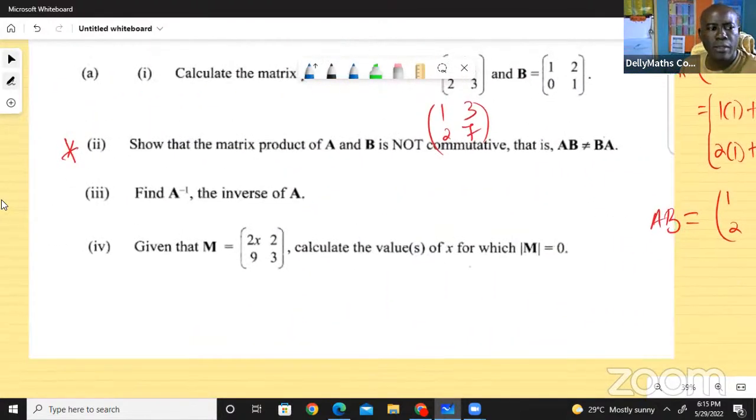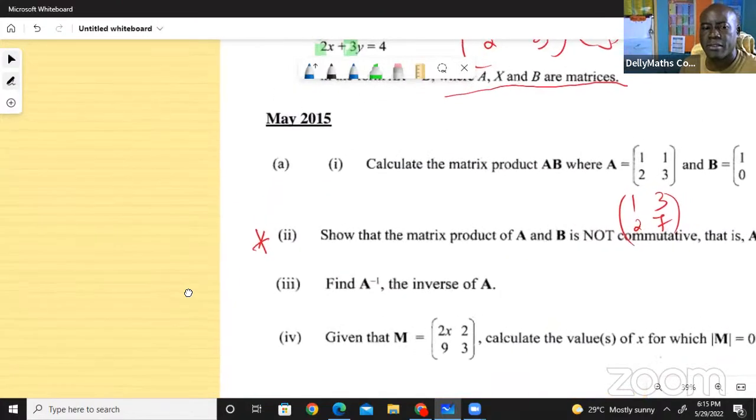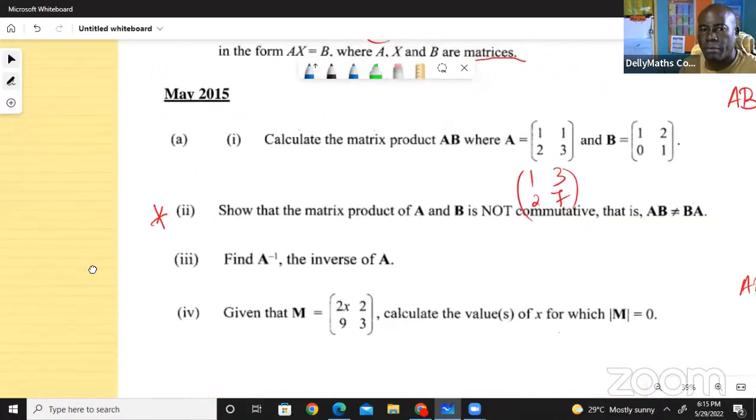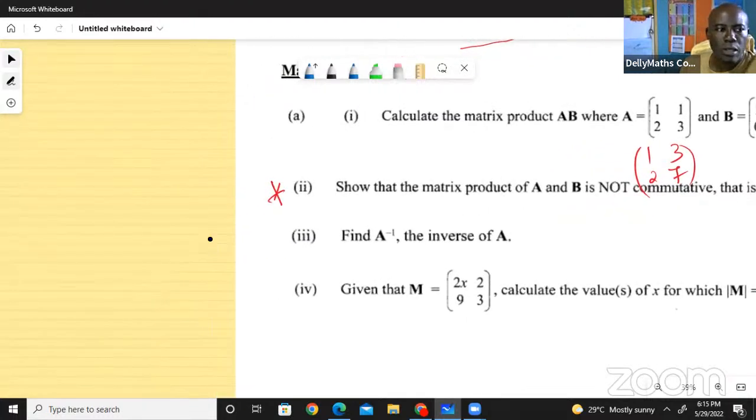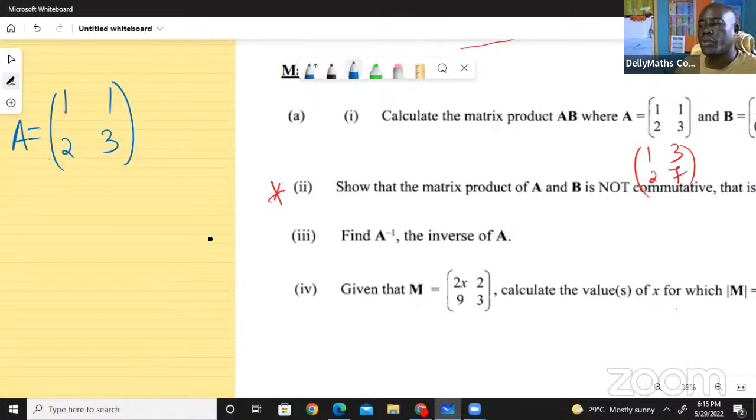Let's jump on the other question. So the other question says, find the inverse of the matrix A. The matrix A is 1, 1, 2, 3. So this is the A matrix. And we want to find the inverse of this matrix.